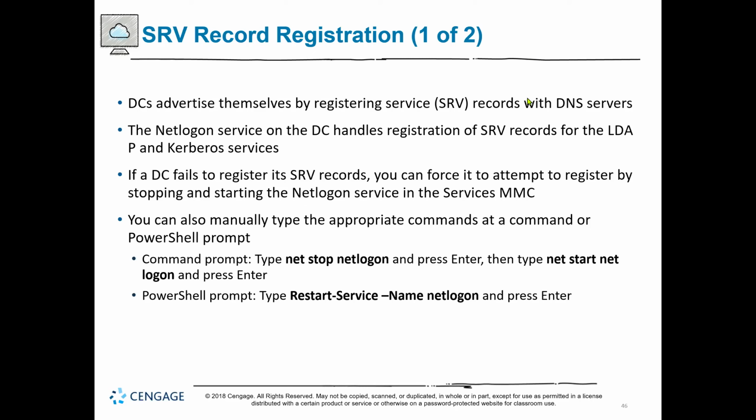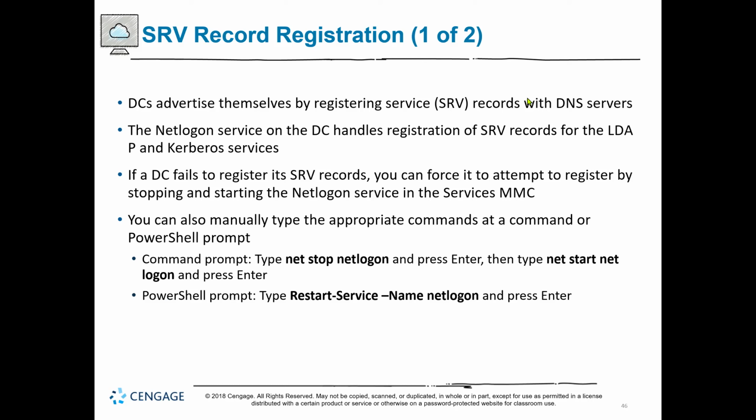SRV record registration. DCs advertise themselves by registering service SRV records with the DNS server. The Netlogon service on the DC handles registration of SRV records for LDAP, I don't know why they spaced it that way, and Kerberos servers.